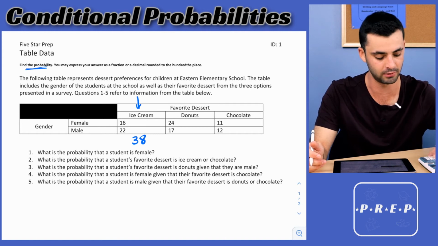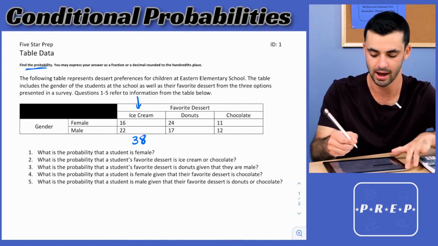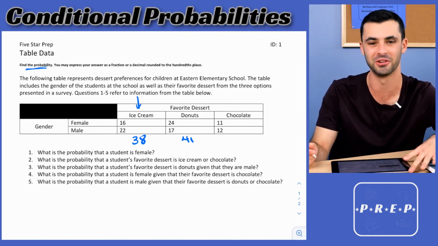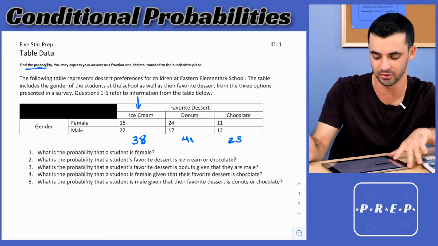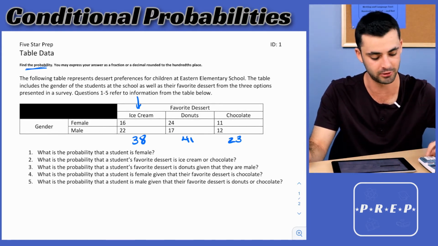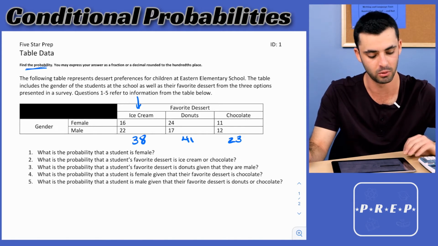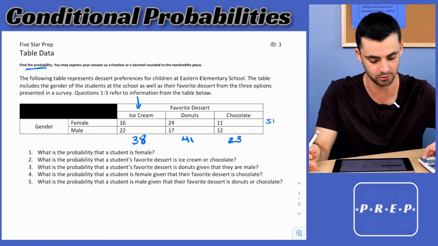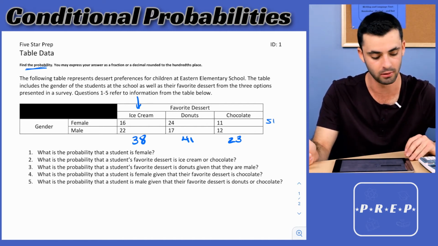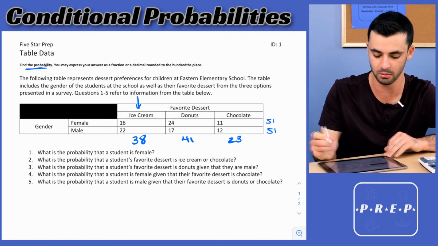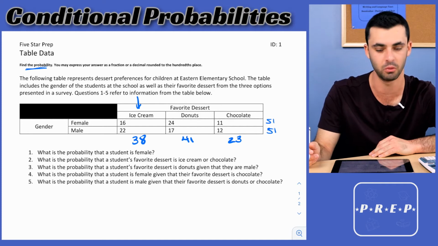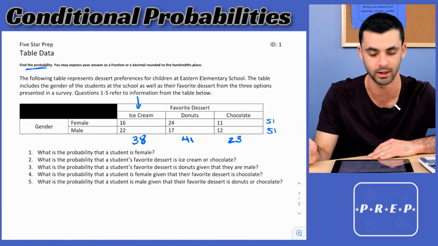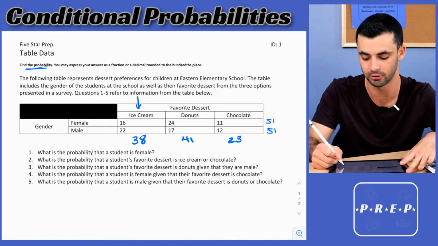Then we have donuts, that's 24 plus 17 or 41. And finally, chocolate as the preferred dessert, which is 11 plus 12 or 23. So we have those filled out. Let's fill out our rows. We have females, 16 plus 24 plus 11, which is 51 students, 51 females. And then we have males, which is 22 plus 17 plus 12, or 51 as well. So we have an even number of females and males in our survey, 51 each. Then how many prefer ice cream? 38. How many donuts? 41. And how many chocolate? 23. For a grand total of 102 participants.